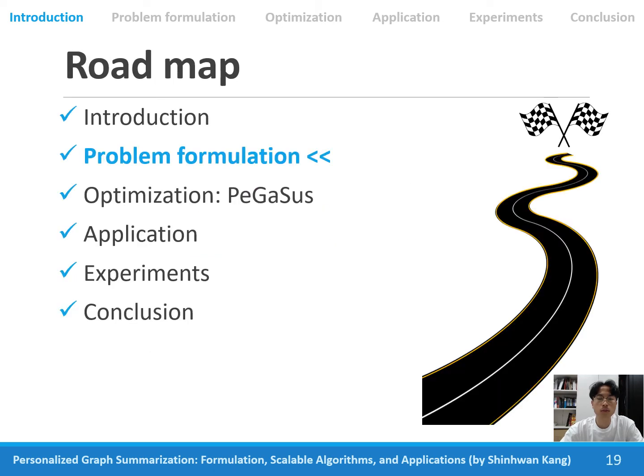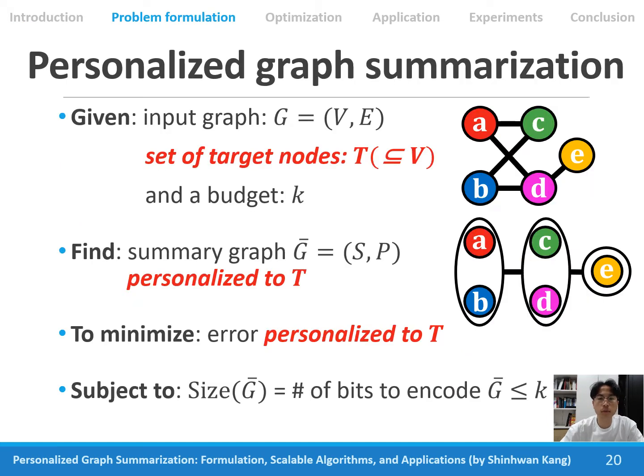Based on these motivations, we formulate a new problem, namely personalized graph summarization. Personalized graph summarization aims to produce a summary graph personalized to the target node. To this end, it requires the set of target nodes as an additional input, and it aims to minimize the reconstruction error personalized to target node T. The symbols V and E denote the set of nodes and edges, and the symbols S and P denote the sets of supernodes and super edges. As explained, a supernode is a subset of V, and a superedge is a pair of supernodes.